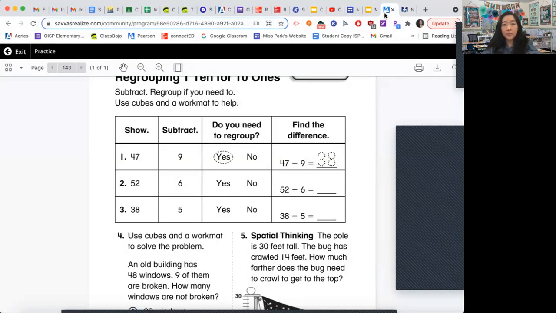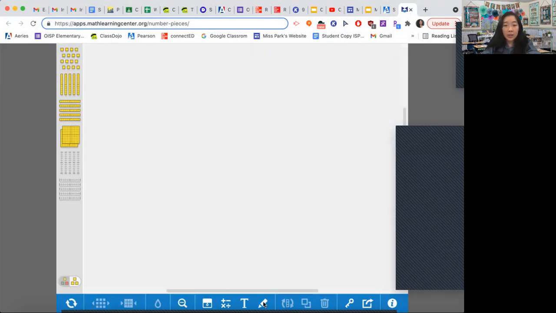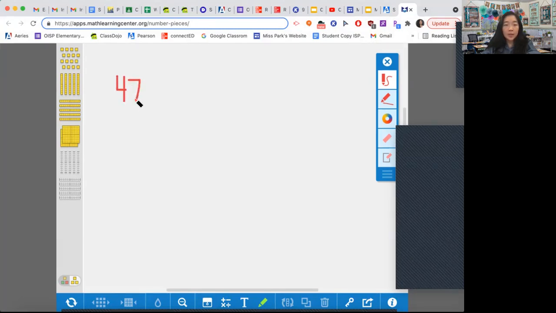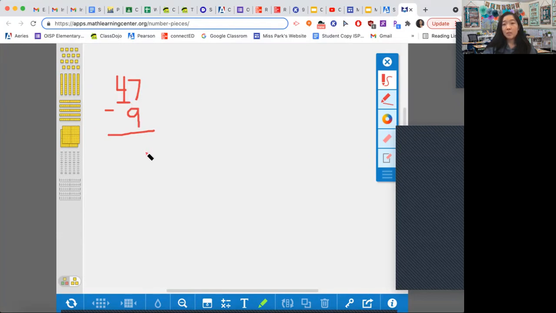Okay. We have 47 minus 9. All right, so let me write that first. We have 47 minus 9. Now, before we actually start doing it, let's go ahead and show our blocks. How many tens blocks do we show for 47? How many tens blocks do I need, guys?